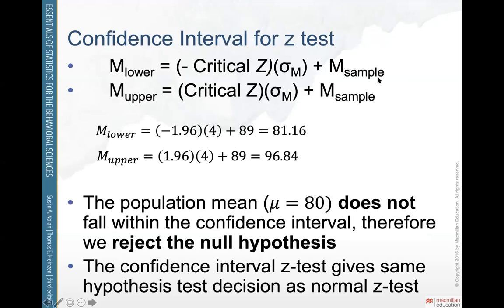And then the sample mean that we calculated, this is the score of people on the math test after they took math drug, was 89. And so this is the lower bound of our confidence interval: the critical Z of negative 1.96 times the standard error, which is 4, plus our sample mean, 89. If you work all that out, you're going to get 81.16.